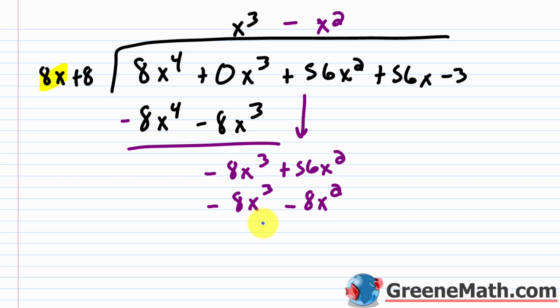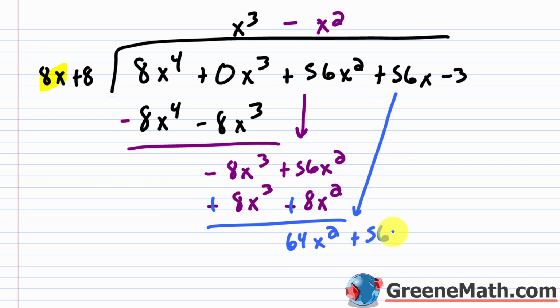I'm going to change the sign of these guys, so plus and plus. Let me put my little bar down here. Negative 8x cubed plus 8x cubed is 0, so that's going to cancel. 56x squared plus 8x squared. 56 plus 8 is going to be 64, so this would be 64x squared. And then I'm going to bring this guy down, so plus 56x.